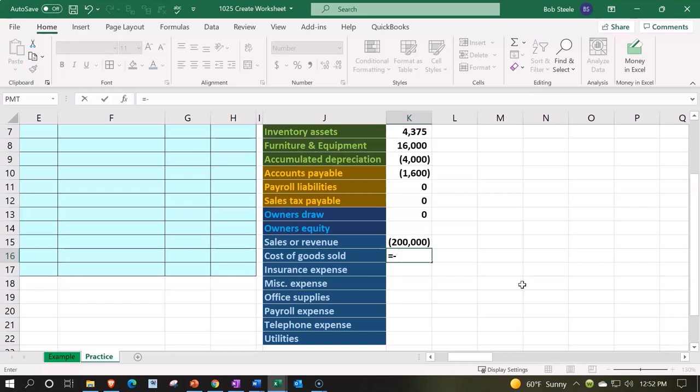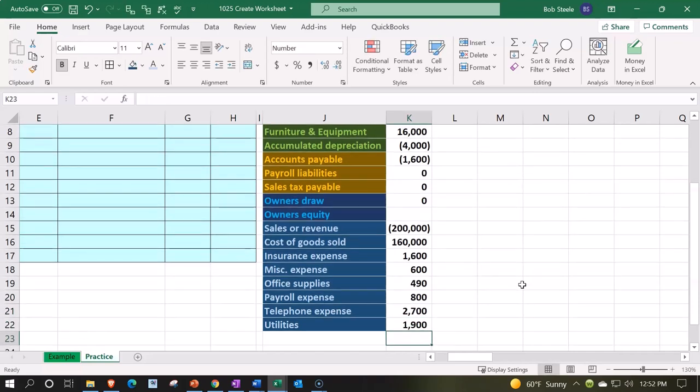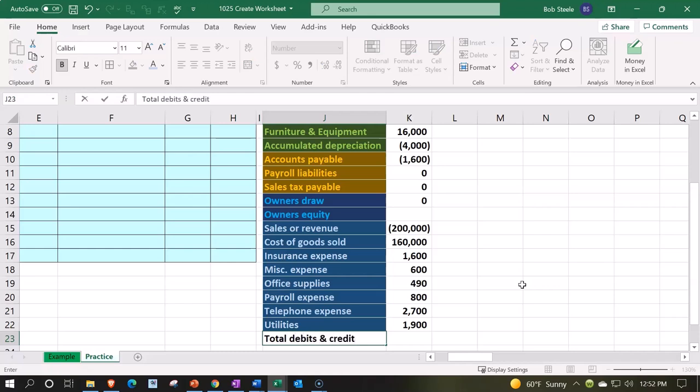So I'm going to say negative of that 200 times 80%, because the cost of goods sold markup and so on is about 80%. Then I'm going to say 1600, 600, 490, 800, 2700, 1900, sounds about right. And that'll give me my total debits and credits.